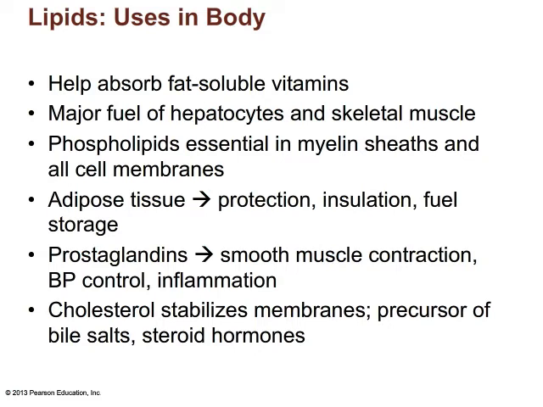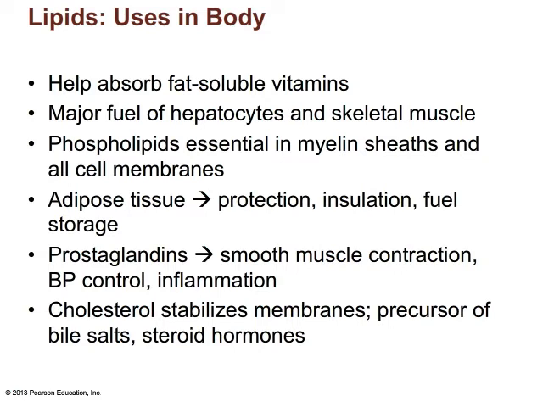In addition, phospholipids are essential in the formation of the myelin sheaths of neurons and also all cell membranes. As you probably already know, excess lipid tends to be stored in adipose tissue, which not only offers a storage for excess calories, but it also helps to protect and insulate organs of the body.